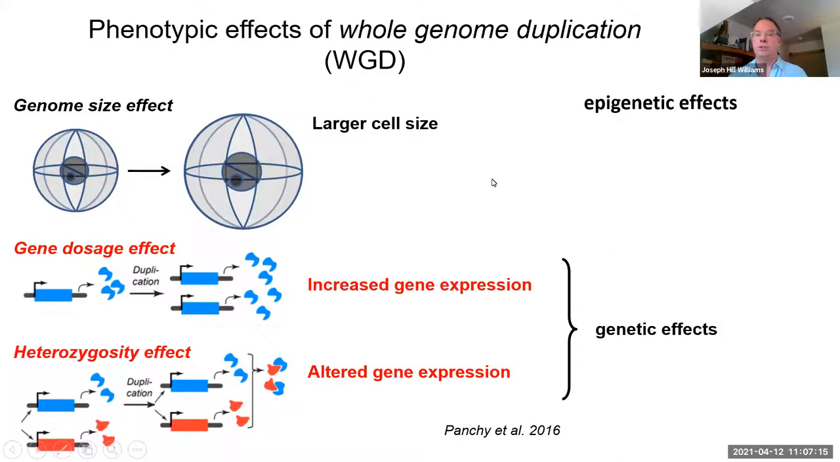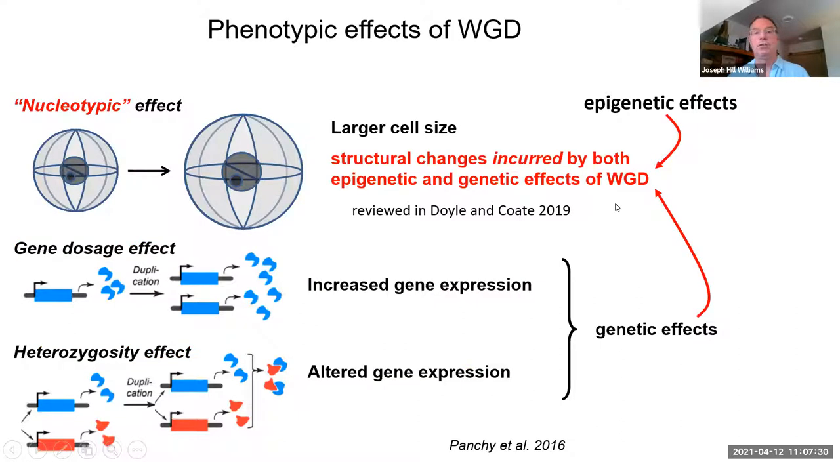But we all know that when genome size increases by whole genome duplication, you also have a doubling of genes. And so you have all these genetic effects that can also maybe impact cell size. And so nucleotypic effect, I'm going to put it in quote marks because I like using it, but in the strict sense, we don't really know what proportion of the effects are due to epigenetics and what are due to genetics. So let's just call it nucleotypic effects with an asterisk, recognizing that both effects are probably there.